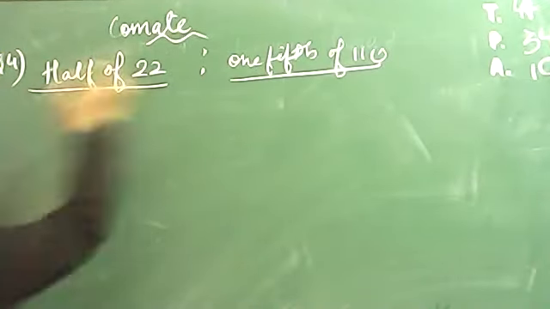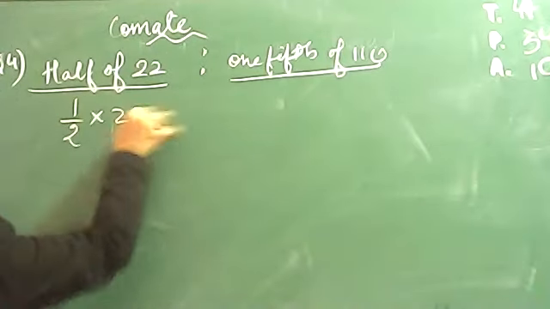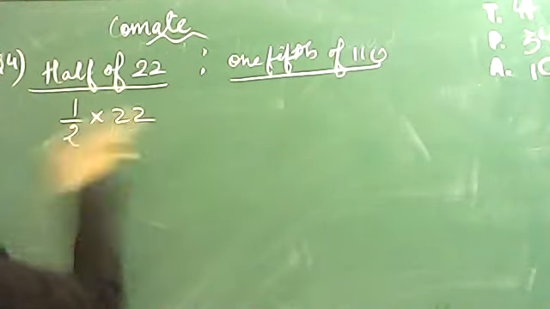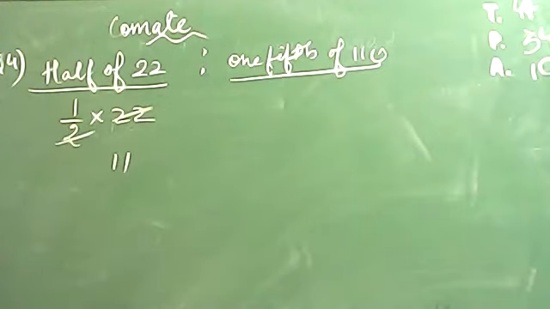So what is the half of 22? 11. You can do it simply like this also. Half means 1/2. Of means multiply. 22 will become 22 only. 11. And if you want, you can directly write that half of 22 is 11. So you can simply write 11 as well.